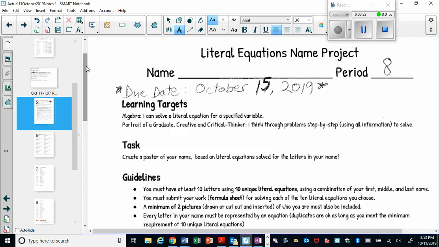Learning targets: solving a literal equation for a specific variable, and thinking about how we solve problems step by step using all information. That is the portrait of a graduate, creative and critical thinker skills. The goal: you are creating a poster of your name based on little equations solved for the letters in your name.